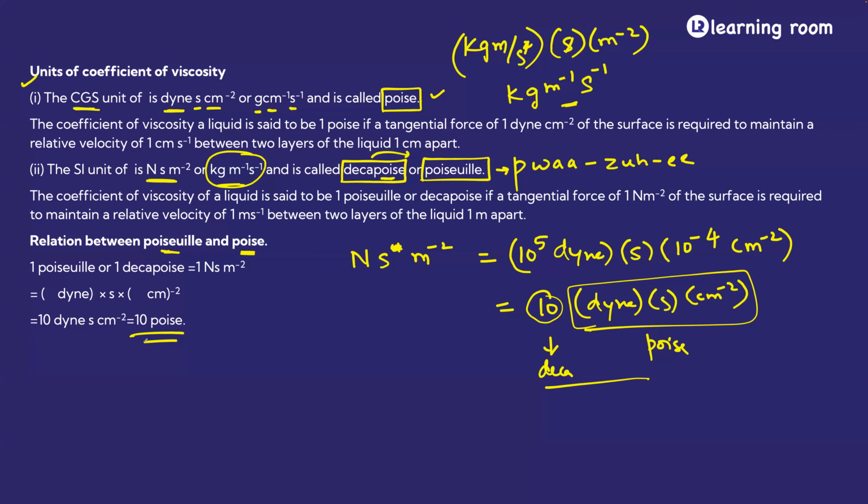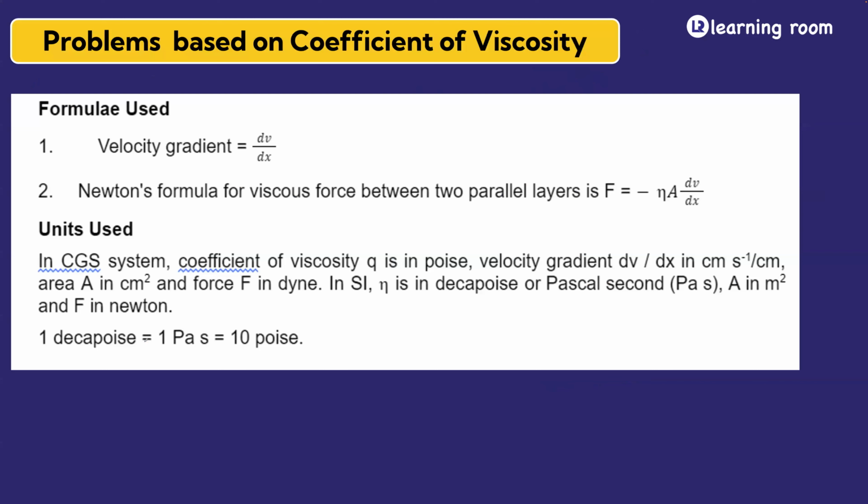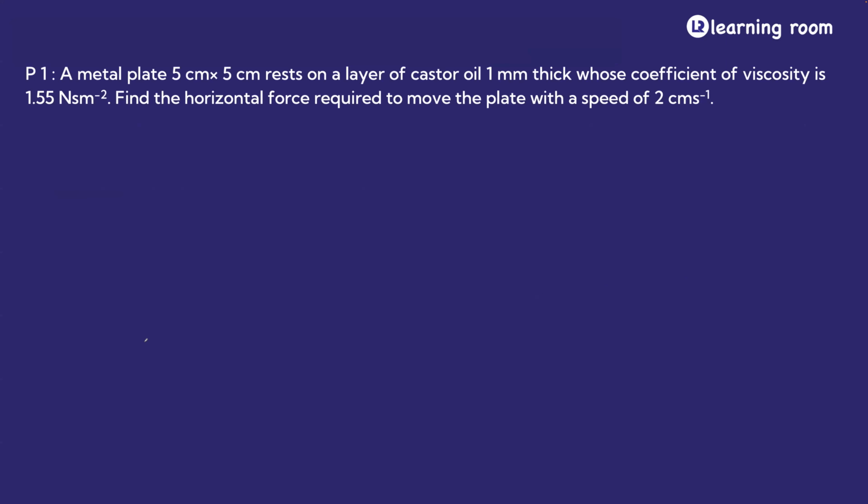Right. Now we'll go to the next topic. But before that, we'll try to solve one or two problems based on this. Problems are simple. Since you know the formula, I would directly ask you to solve this problem. So tell me how to do this. There is a metal plate 5 centimeter cross 5 centimeter. It is resting on a layer of castor oil, which is 1 millimeter thick, whose coefficient of viscosity is 1.55 Newton second meter power minus 2. Find the horizontal force required to move the plate with a speed of 2 centimeter per second.